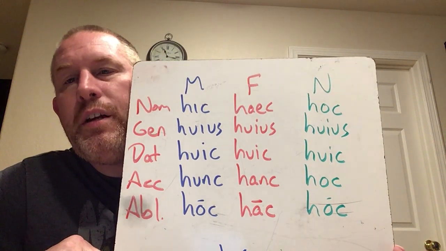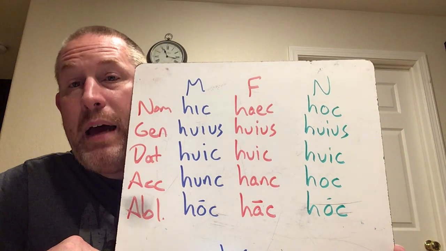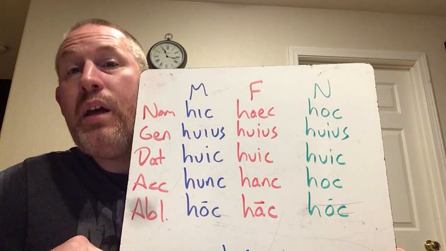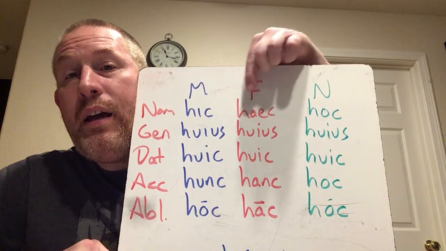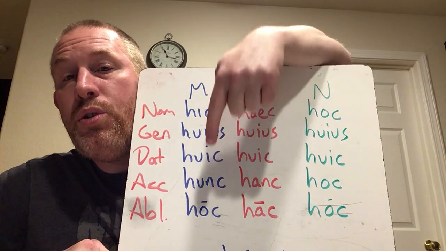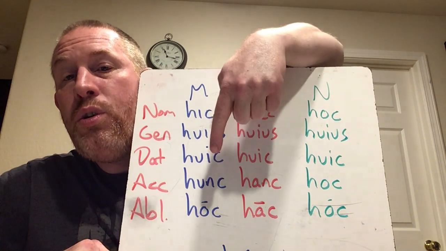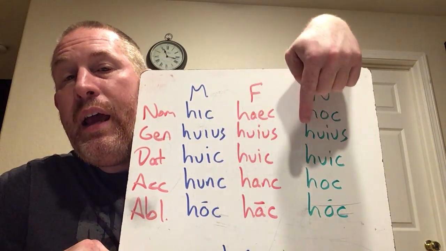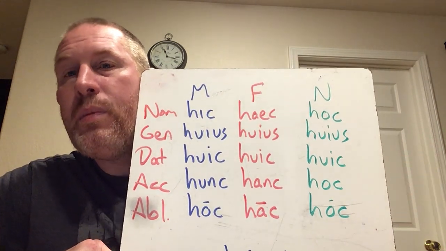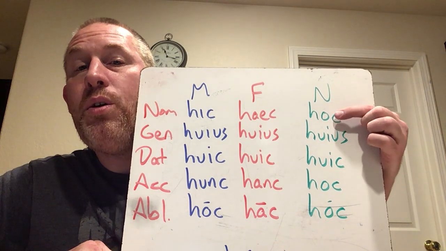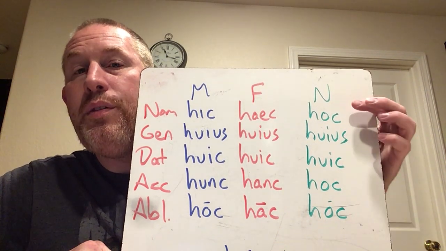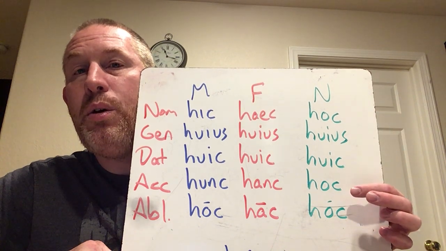So nominative, genitive, dative, accusative, ablative, because they have to match. And yes, there is a song. So, hic, haec, and hoc. Huius, huic, hunc, hanc, and hoc. Hoc, hoc, hoc is singular. So if you notice, this hoc and this hoc don't have a macron. All these do. You've got your neuter repeat, just like you always have.